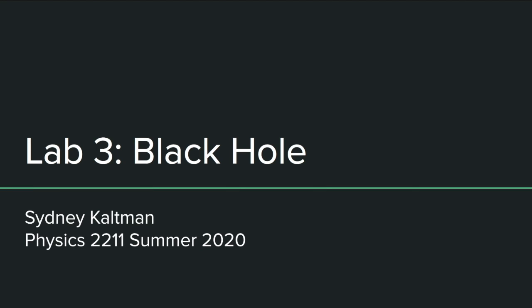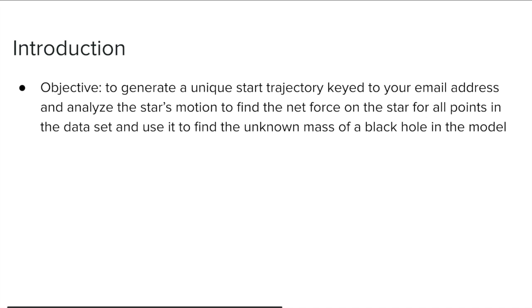Lab 3, Black Hole. The purpose of the lab was to generate a unique star trajectory based off of an individual email address and analyze the star's motion to find the net force on the star for all points in the dataset, then use these results to estimate the mass of the black hole in the model.